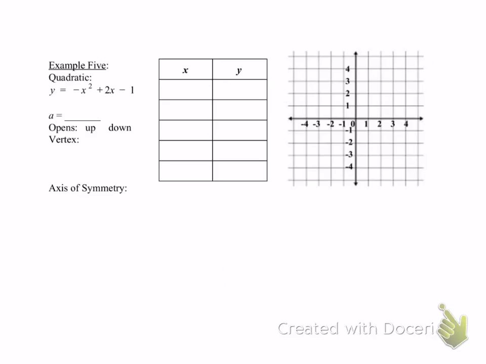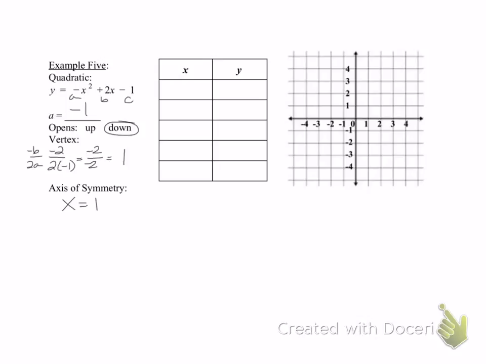All right, so the first thing I want to look at is a. Well, a in this case is negative 1, because remember it goes a, b, c. So because it's negative 1, we know that it's going to open down. Well, our vertex here is negative b over 2a. Well, b is 2, so that means negative b is negative 2. So we've got negative 2 over 2 times a, which is negative 1. So negative 2 divided by negative 2 gives me a positive 1. So that means my axis of symmetry is x equals 1.